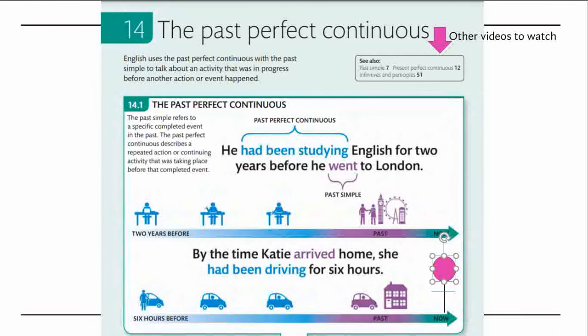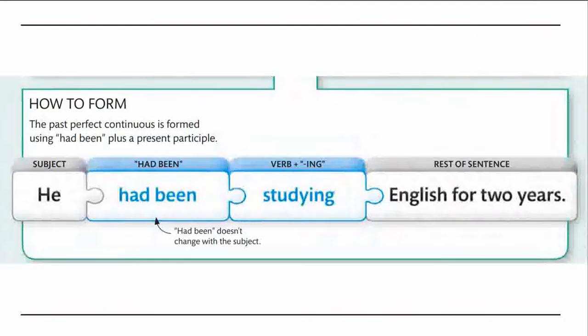Now let us proceed to see the structure, how it is constructed, and what words are used for constructing the past perfect continuous tense. We look at the structure first. We have the subject. Subject can be he, she, it, they. It can be a noun or a pronoun. We are using a pronoun over here. Then had been is used, where had stands for past tense. Been is a part of the perfect continuous tense. The verb is in the ing form, that is studying. So we have had been studying.